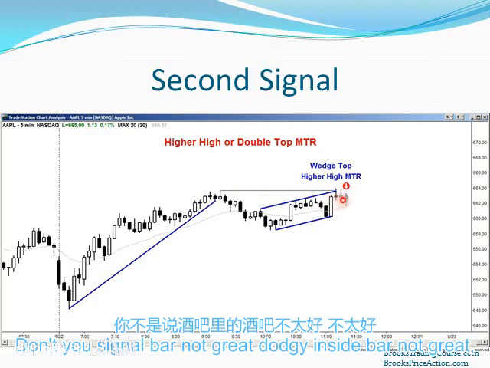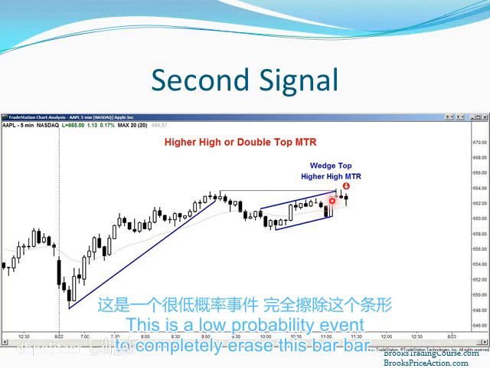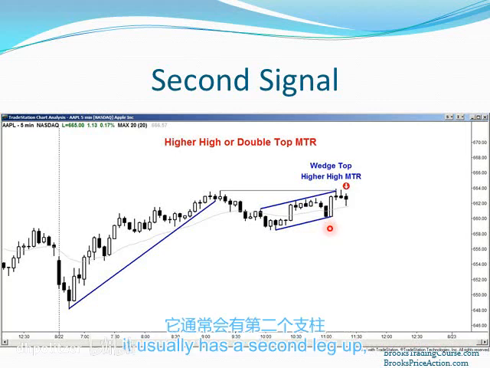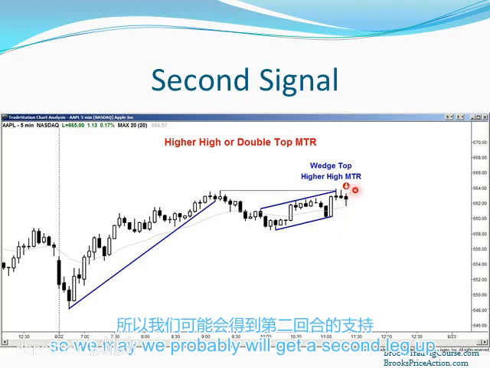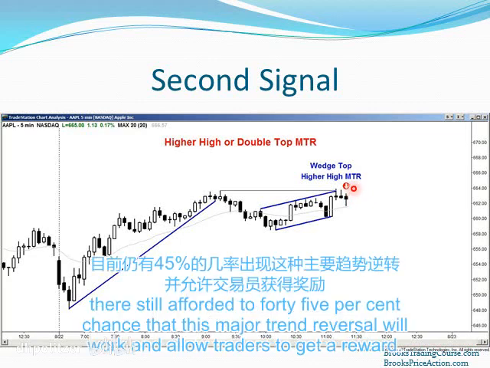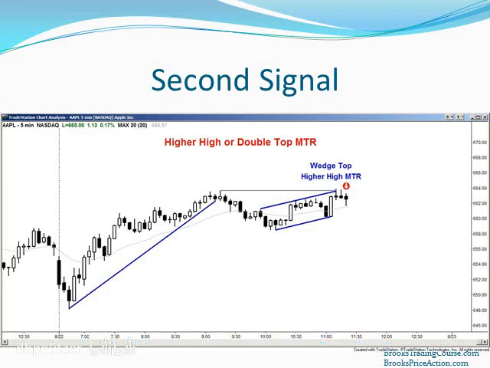Doji signal bar, not great. Doji inside bar, not great. And one other big problem with this is this was a surprise move, right? This was a low probability event to completely erase this bear bar. And whenever the market does the lower probability choice, it usually has a second leg up. So we probably will get a second leg up, but even if it's a 55-60% chance of more up, there's still a 40 to 45% chance that this major trend reversal will work and allow traders to get a reward that's at least twice as big as their risk.